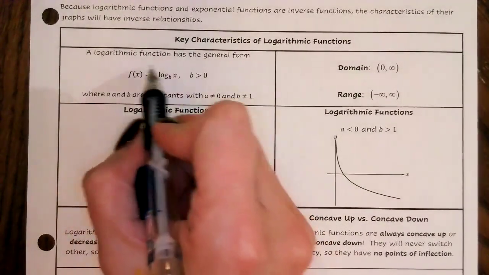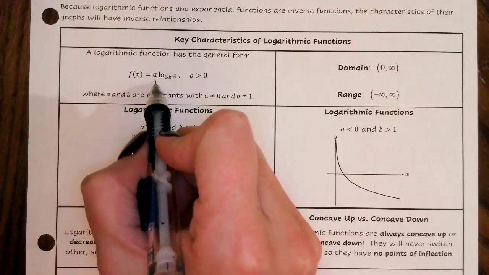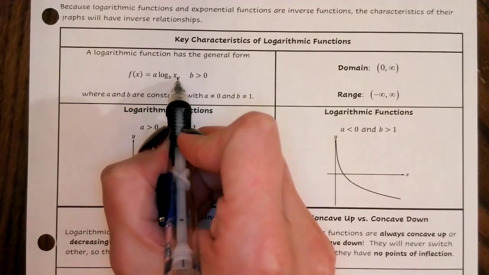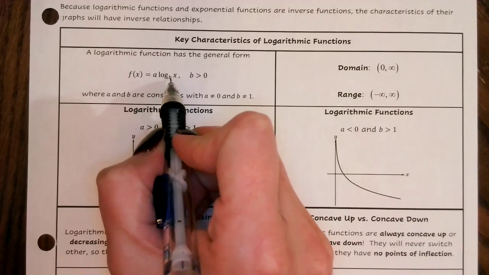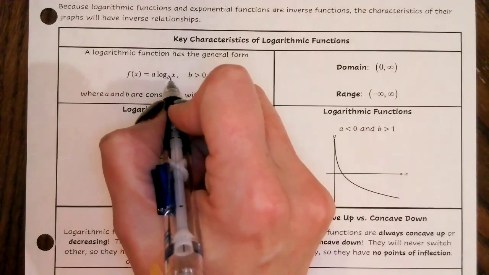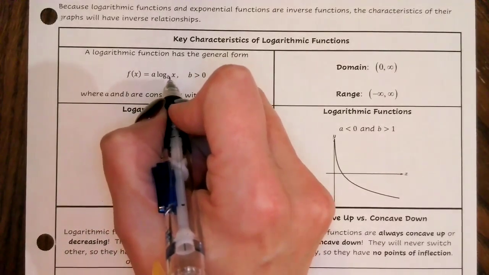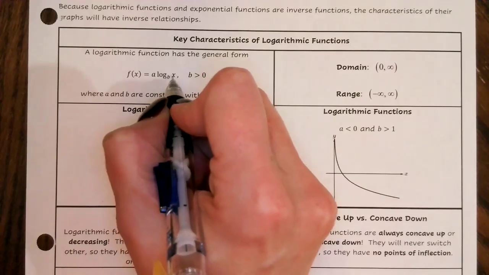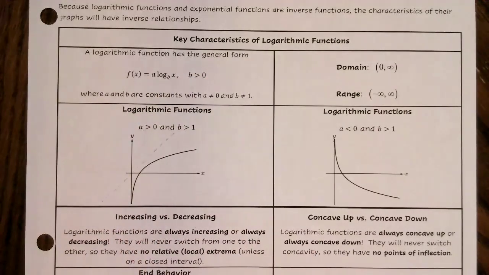This is the general form of the logarithmic equation, a times log base b of x. And so if we had a parent function, for example, of 2 to the x when we were talking about our exponentials, that's going to be the same case here. This number right here is going to be our parent function. So log base 2 of x would be the inverse of that 2 to the x.